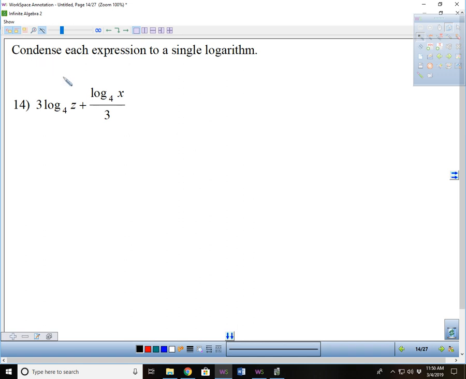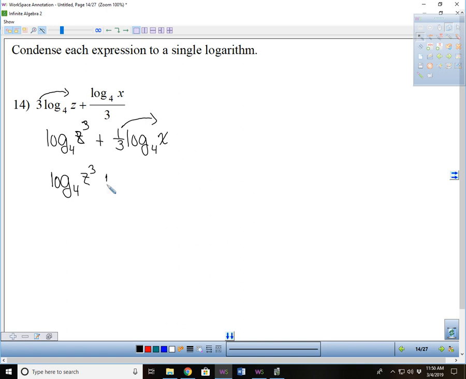Okay, now I'm condensing, and that means you're just putting it all back together. So I want one single logarithm. You shouldn't have 2 at the end. So I'm going to take that 3, instead of pulling it down like when we were expanding, and put everything back together. So I've got log base 4 of z to the 3rd. All right, and then dividing by 3 is the same thing as multiplying by 1/3. So I'm going to multiply by 1/3. And then I'm going to take that and put it back up to the exponent. So I've kind of already done this one. I'm just trying to get this other one simplified.